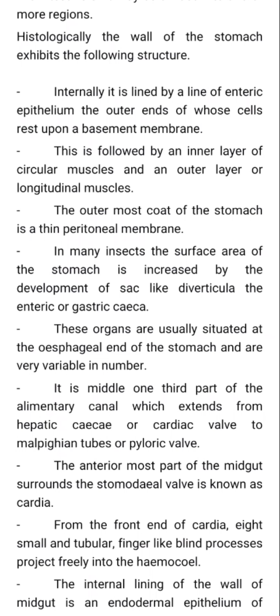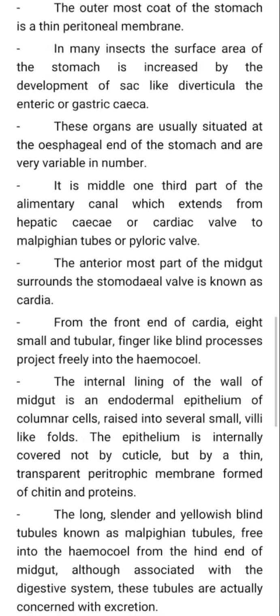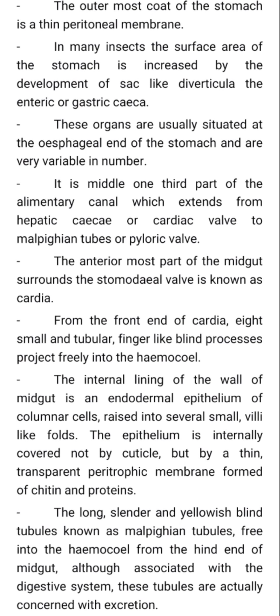It is the middle one-third part of the alimentary canal which extends from the stomodeal or cardiac valve to the Malpighian tubes or pyloric valve. The anterior-most part of the midgut that surrounds the stomodeal valve is known as the cardia. From the front end of the cardia, eight small tubular, finger-like processes project freely into the hemocoel.